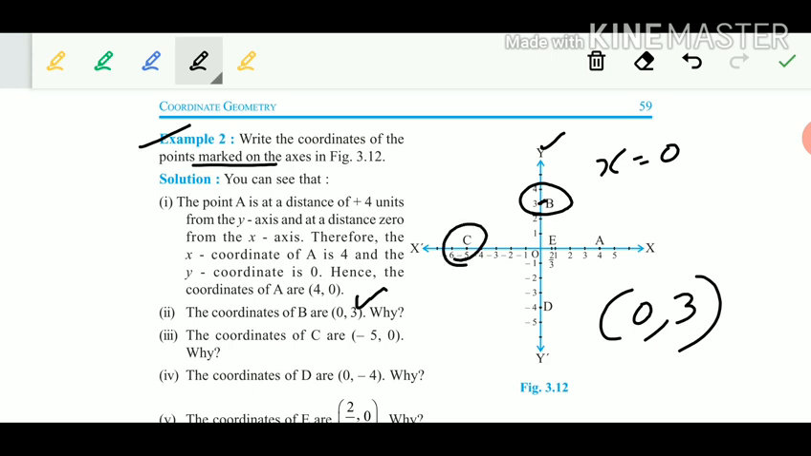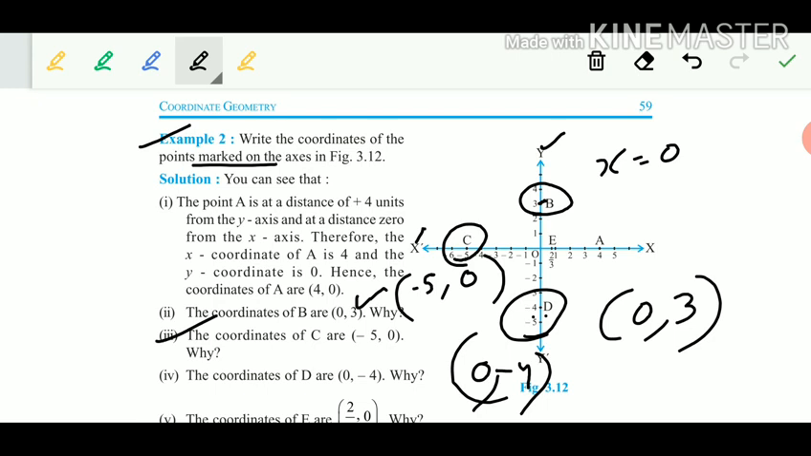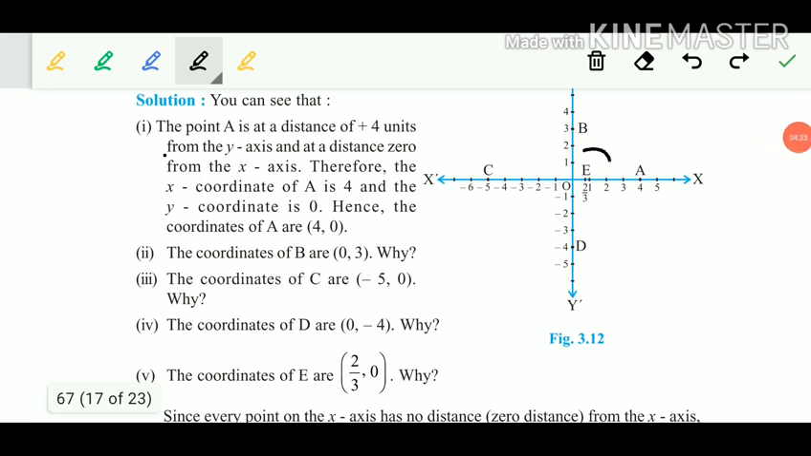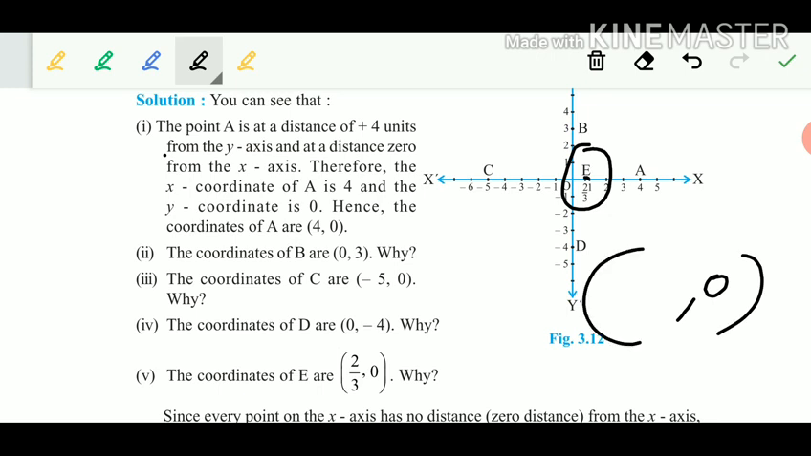Similarly, C is lying on the x-axis, so y is equal to 0 and the value of x is minus 5. Similarly, we can find the value of D on the y-axis, so x value is 0 and y value is minus 4. So D coordinate is 0 comma minus 4. Now come to the point E. E point is lying on the x-axis, so its y value is 0 and the value of x is 2.3, so its coordinates are 2.3 comma 0.